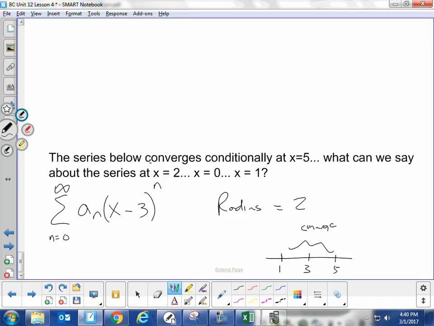So they ask you what's going on at x equals 2. You can say, well, I'm definitely going to converge because I'm in my radius of convergence. X equals 0. Well, I know that would actually be outside my radius of convergence, and I would diverge. X equals 1. This is a situation where we have an endpoint. I would not know. I do not know if we're going to converge conditionally, converge absolutely, or diverge. I don't know. So that's the situation for that problem.